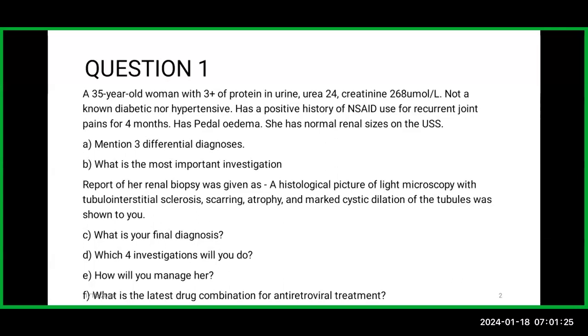Report of a renal biopsy was given as a histologic picture of a light microscopy with tubular interstitial sclerosis, scarring, atrophy, and marked cystic dilation of the tubules was shown to you. What is your final diagnosis? Which 4 investigations will you do? How will you manage her? What is the latest drug combination for heart?